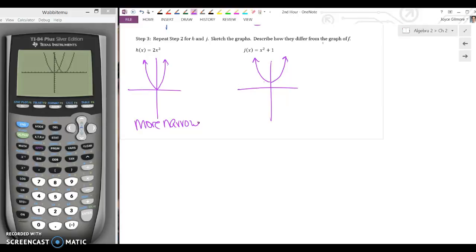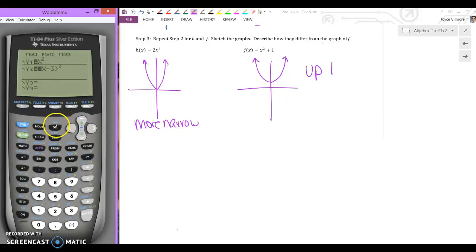And j of x equals x squared plus 1. What happened there? Up 1. Is it wider than the original x squared? Do they look the same? Let's find out. X squared plus 1. Oh, I know why it looked wider. Because it's moved up 1, you're not seeing as much of the graph.